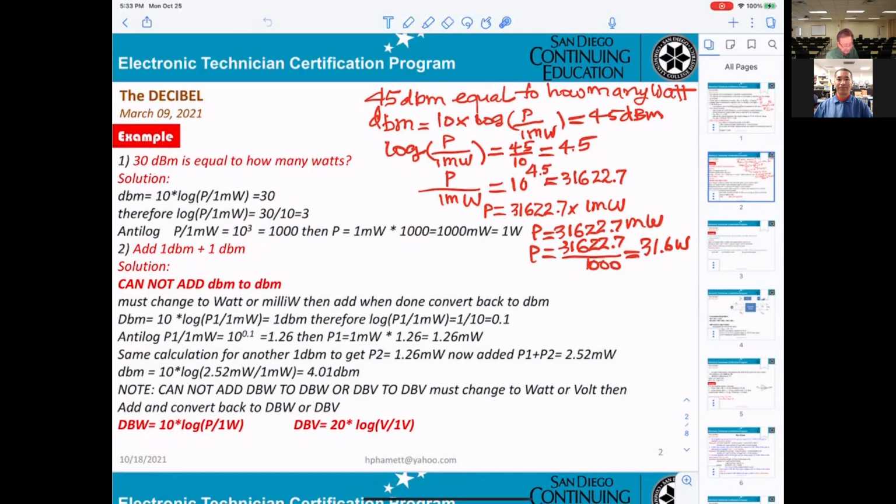The second one: they want to add 1 dBm to 1 dBm. Now, how can we do that? First thing, we cannot add dBm to dBm. So what they said is we must change the watts or milliwatts to dBm, then you can add them. Then you must convert back to dBm. That is the way.